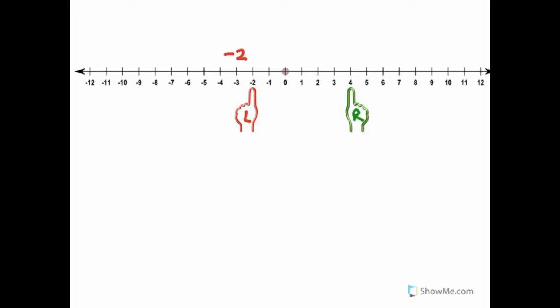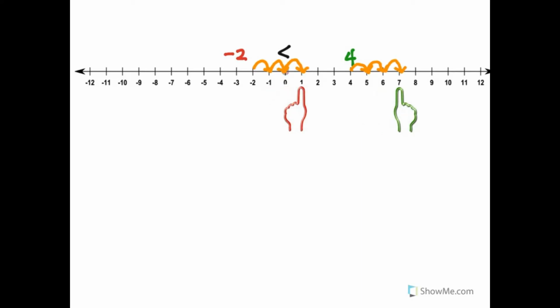-2 is less than 4. If I add 3 to each side, the new inequality still has the same relationship. -2 plus 3 is 1, 4 plus 3 is 7, and 1 is still less than 7.